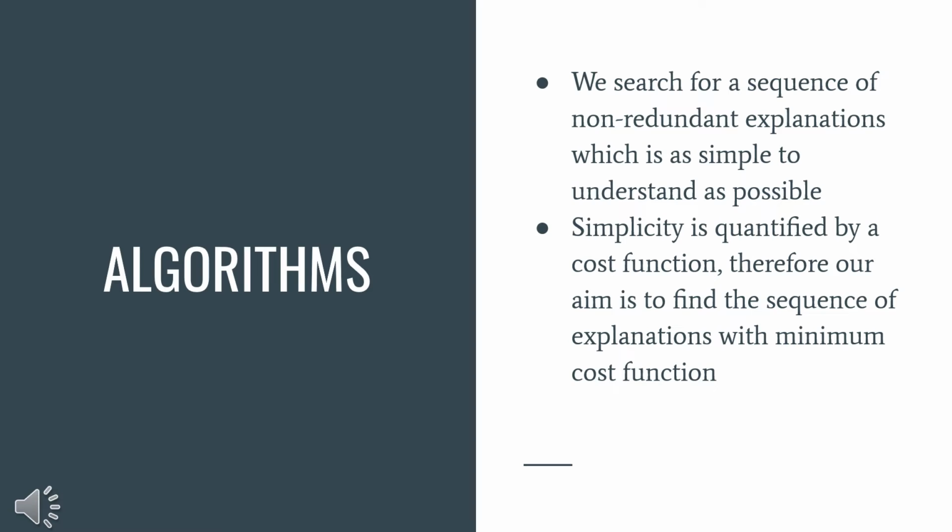So in this problem, our goal is to search for a sequence of non-redundant explanations for each step of solving the constraint satisfaction problem. The sequence of explanations should be simple enough for a person to understand. Now, this "simple enough for a person to understand" is quite subjective and often varies. But to solve this particular problem, we will quantify it by a specific cost function. And our aim will be to reduce the cost function, that is, to find the sequence of explanations with the minimum cost function.